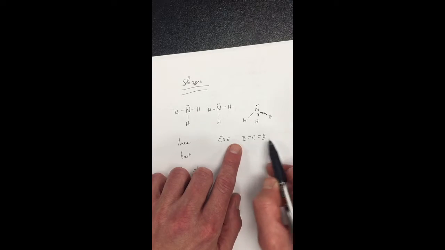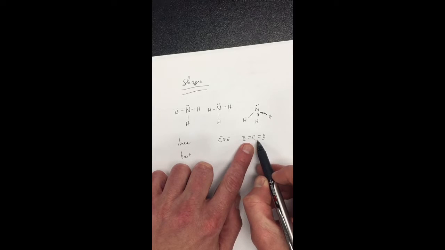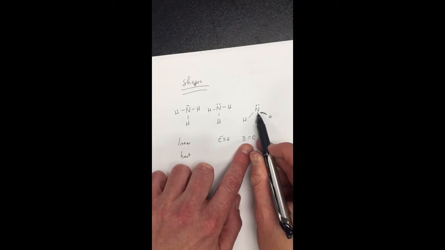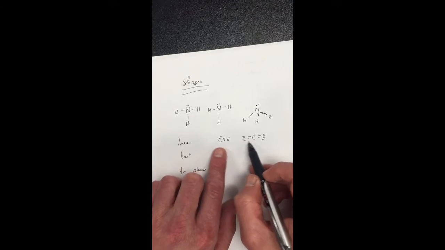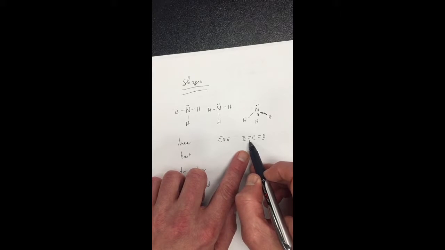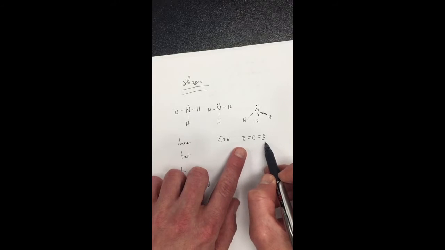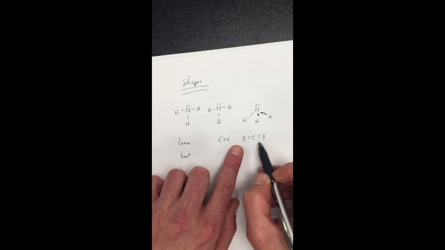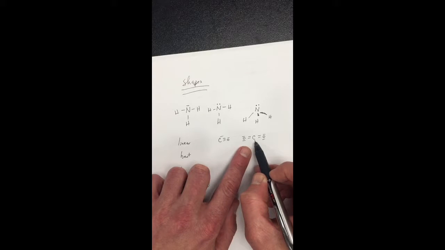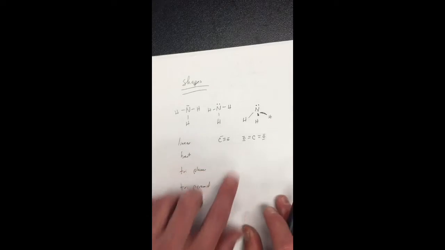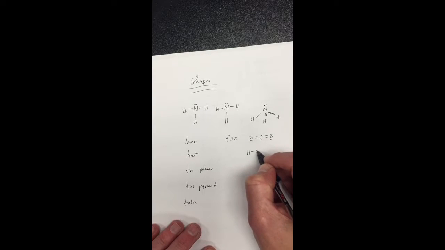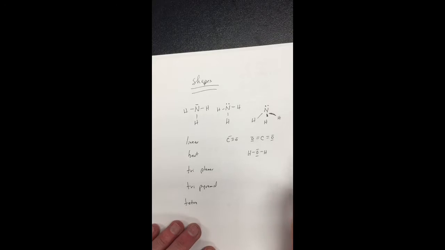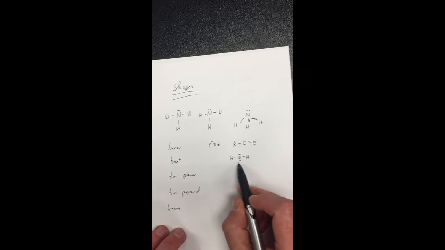2 outside atoms, no electrons in the middle. If you have electrons in the middle, like this one, then it changes the shape a little bit. So anything that looks like this, whether it's a double bond or a single bond, doesn't matter, and the electrons on the outside atoms don't matter. You're just looking at the number of outside atoms and are there any non-bonding electrons in the middle. Bent is going to be 2 outside atoms, but you have electrons in the middle.